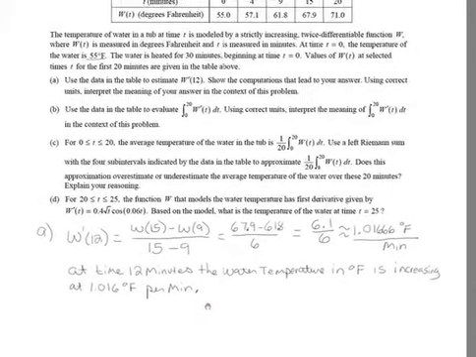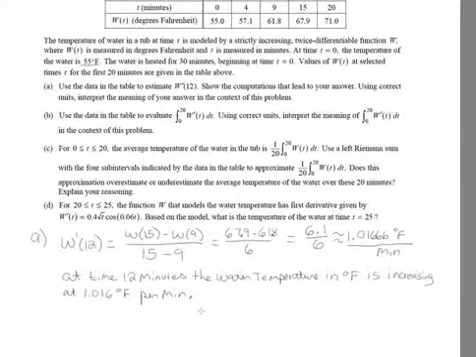I have to keep the table visible here, so we'll squeeze it in at the bottom. Part B says use the table to evaluate the integral from 0 to 20 of W prime of t dt, and then interpret what it is that you find. Oh, excuse me, that's W prime of t dt, which actually makes it pretty easy.